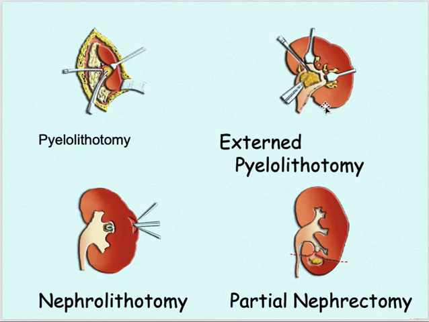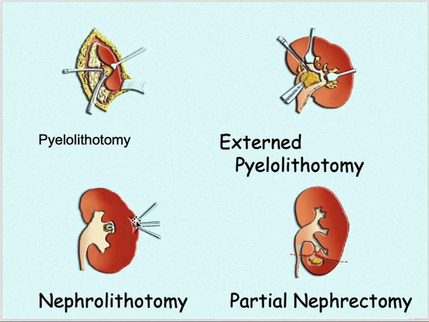Extended pyelolithotomy is there, and there is nephrolithotomy. This one is basically nephrolithotomy. If you see over here, they just remove the stone easily, but in this one, extended pyelolithotomy, see how they're approaching. Basically, when the stones are in the calyces, they make an incision in the renal parenchyma and they approach the renal pelvis from here.